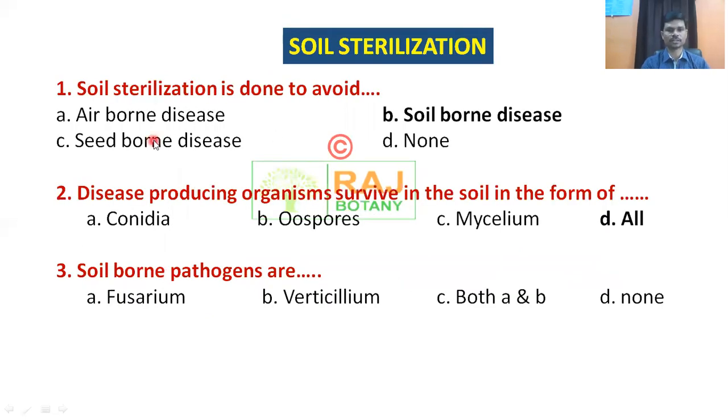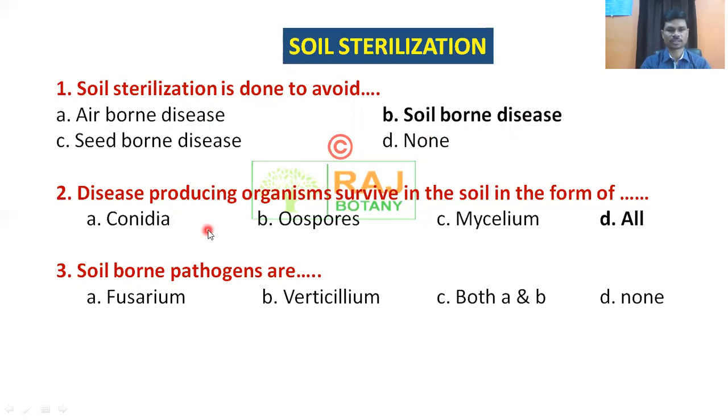Then soil sterilization. Soil sterilization is done to avoid. Why is there a necessity to do this soil sterilization? To avoid A, airborne diseases, B, soil-borne diseases, C, seed-borne diseases, or none. When we plug any seeds, if the microbes or pathogens are already present in the soil at that time, that pathogen gets entry into the seed and causes the seed diseases. Therefore, it is mandatory to do the soil sterilization. Therefore, soil sterilization is done to avoid the soil-borne diseases.